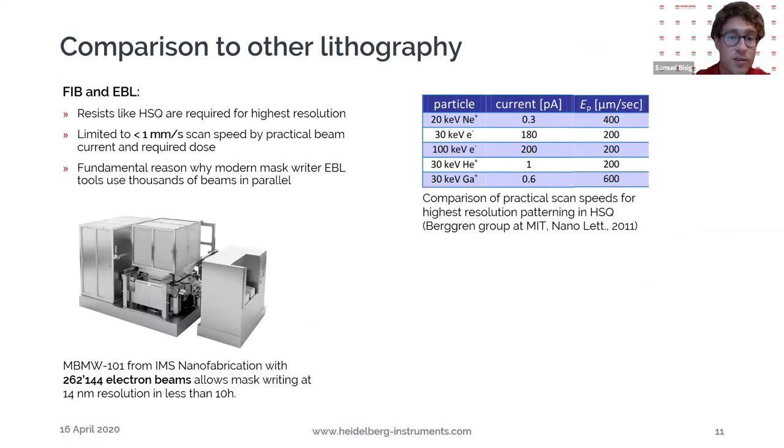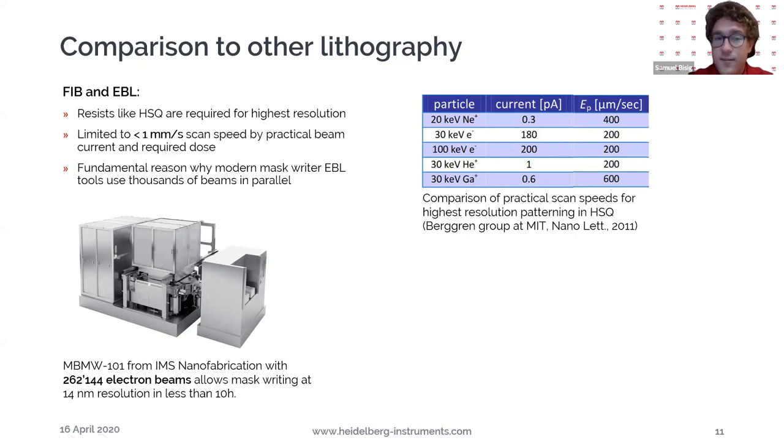If we compare this patterning technique in speed to other beam technologies like FIB or EBL, you can see that we are limited due to the beam current we need to induce the change in these highly sensitive resist materials. We need a certain dose, and the practical range to operate these beam technologies is below 1 millimeter per second scan speeds.